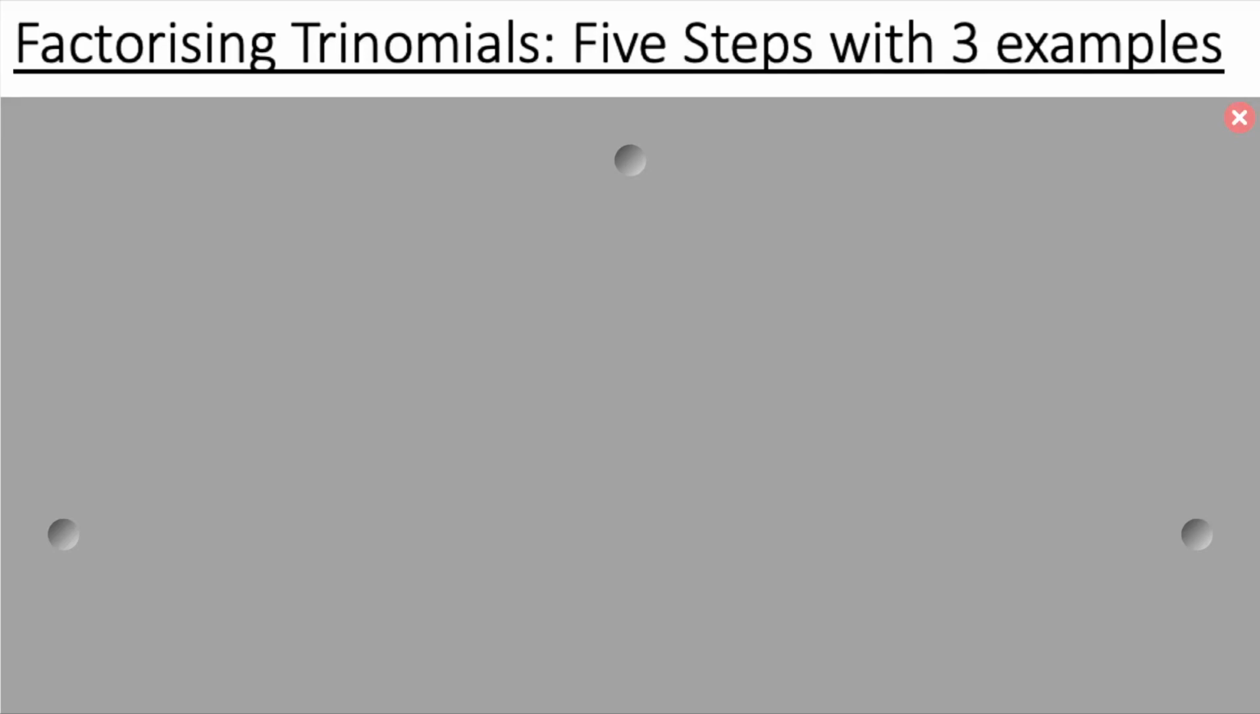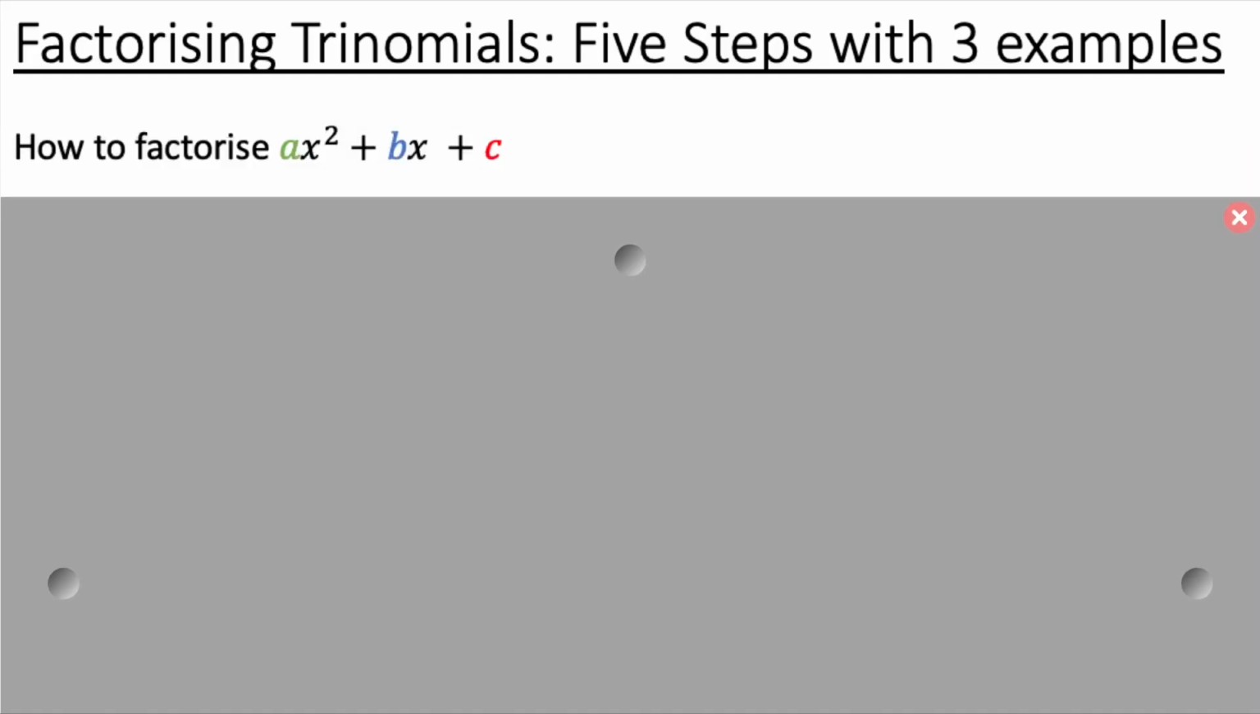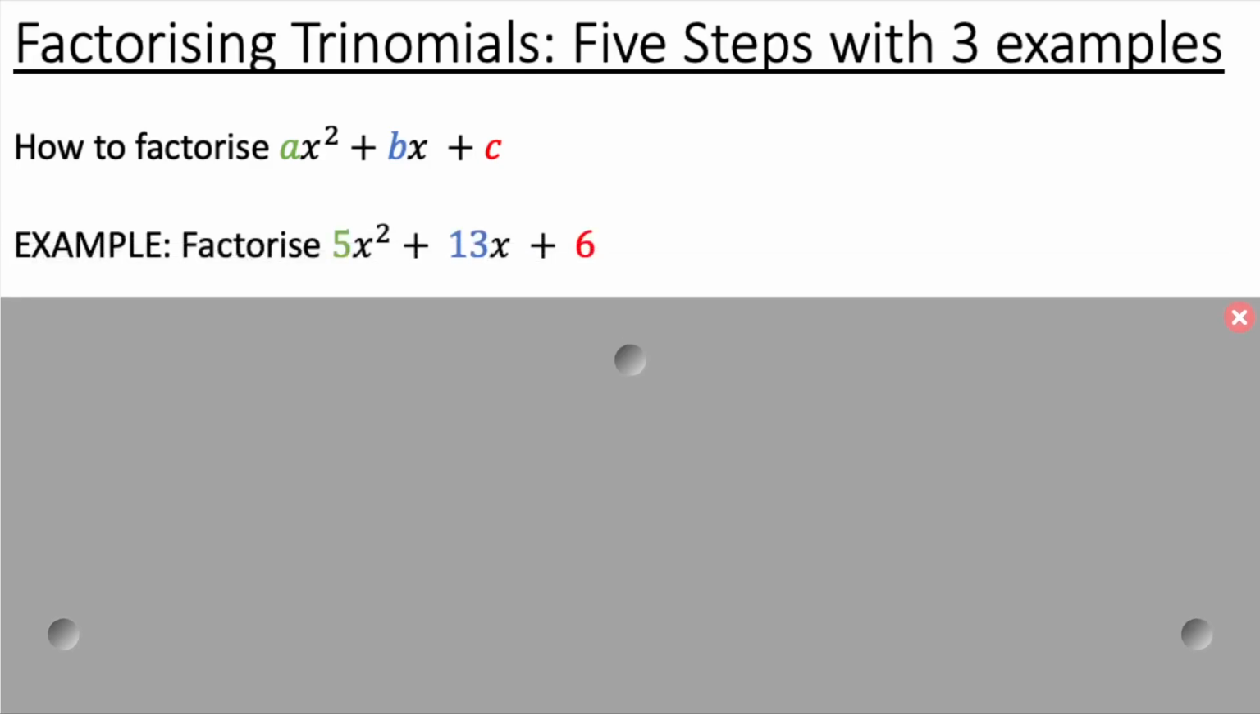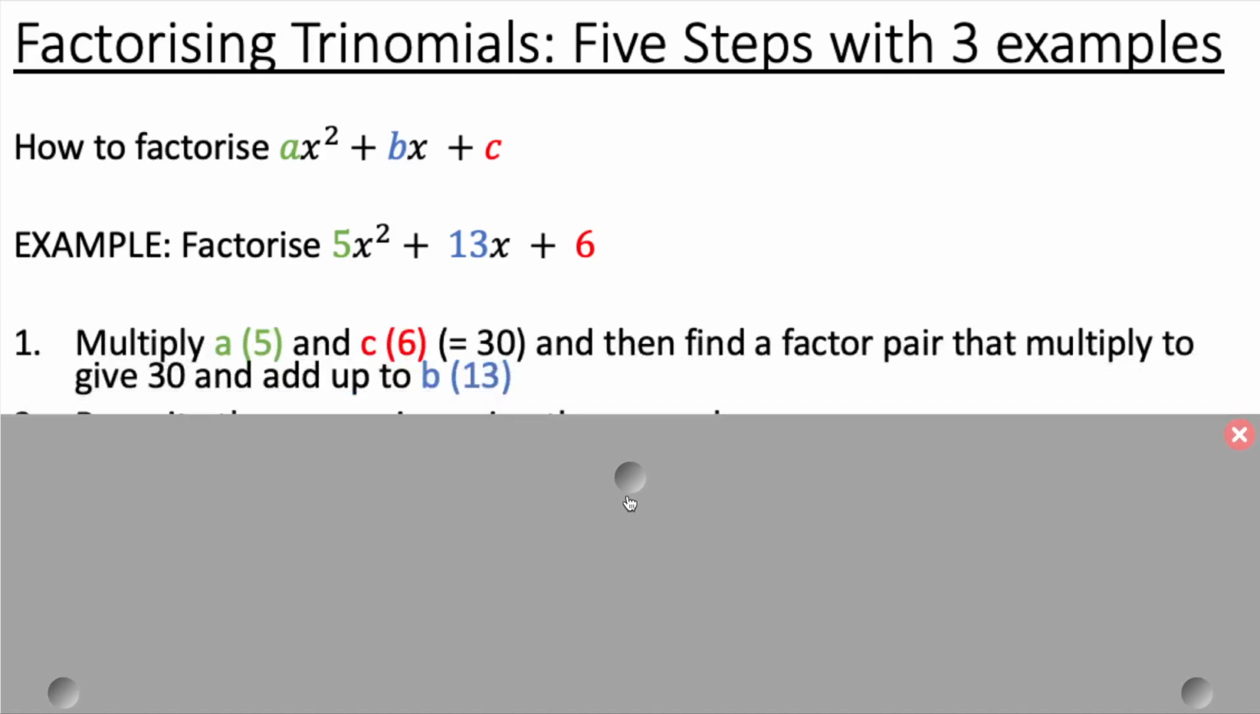As promised, I'm just uploading a short video with just the steps that you're going to need to take, the 5 steps you need to take in order to factorize a trinomial. Remember, a trinomial is an equation of the form ax squared plus bx plus c, where a, b, and c can represent any number. We've got this full example here, factorizing 5x squared plus 13x plus 6. I'm just going to use this to illustrate what we're doing for each of the steps.